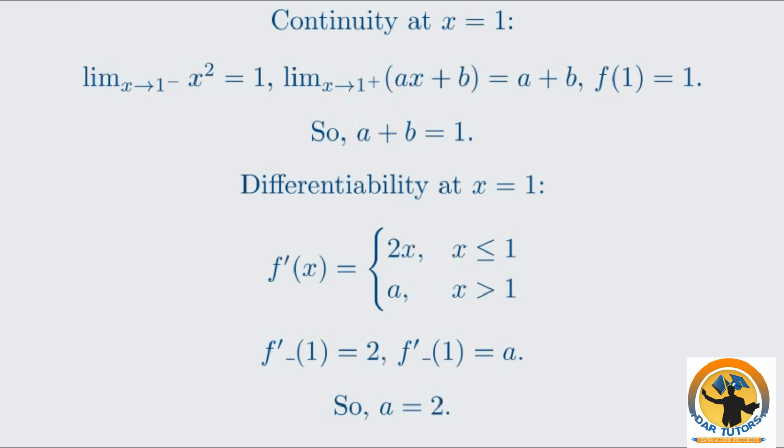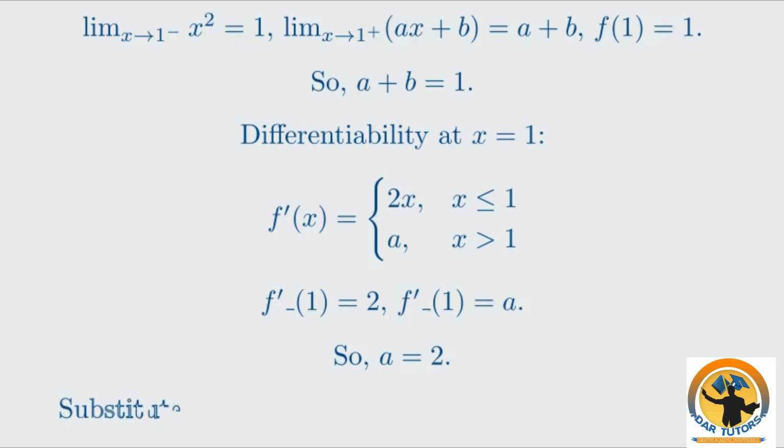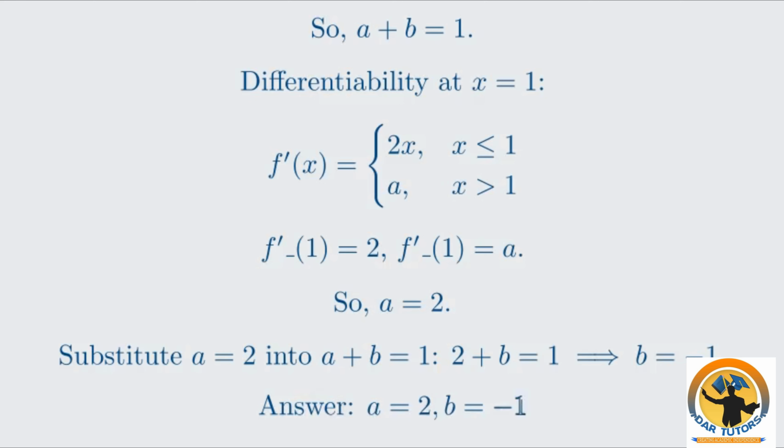Setting them equal at x equals 1 gives us 2 equals a. Substituting a equals 2 into our continuity equation, we find that b must be negative 1. So a equals 2, and b equals negative 1.